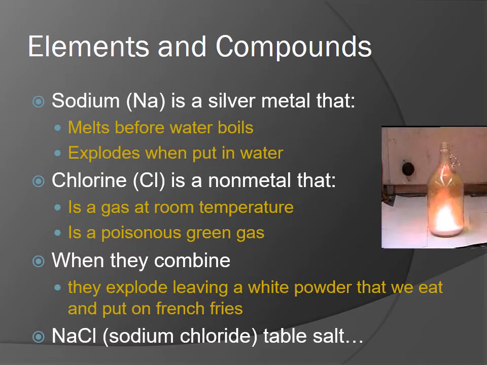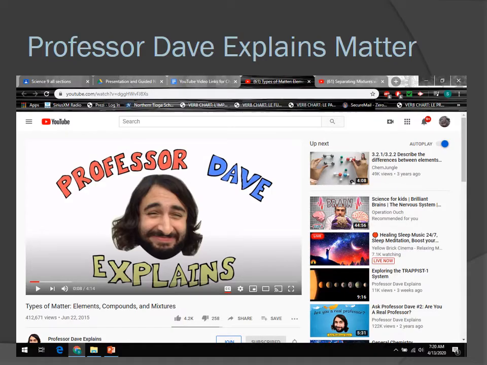Here is just a flask, or a jar, that is showing sodium and chlorine in the process of reacting together. When they are all done, the white residue that would be found in this particular jar would be table salt.